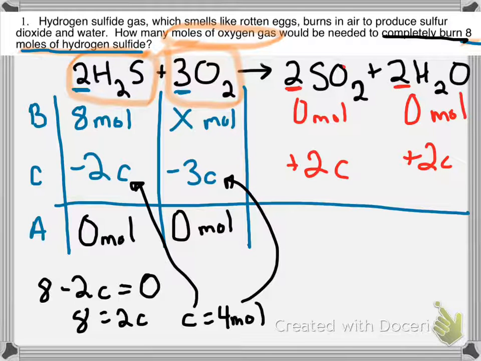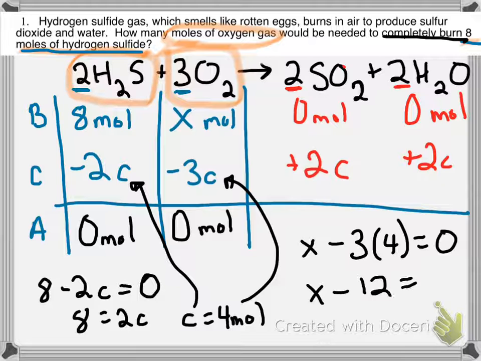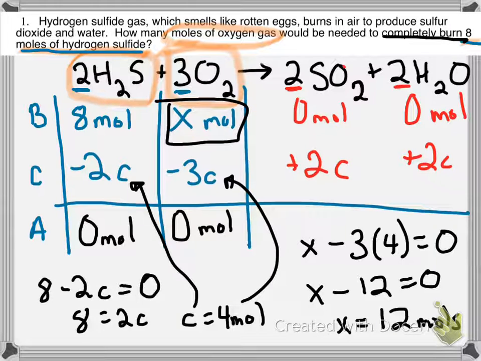Now I can plug in my C for this as well. So now I have an equation X minus 3 times 4 equals 0. So X minus 12 equals 0. So X must equal 12 moles. So my answer, my X, is that I need 12 moles of oxygen in order to completely burn 8 moles of hydrogen sulfide.